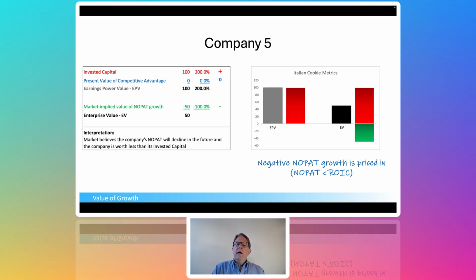All right, company 5. Now we're back to a negative green. This is similar to company 4 in that the earnings power value trades at invested capital, trades at its economic book value, but the enterprise value is less than the invested capital, trades below book value, right? We see this is sort of classic value investing, at least back in the time of Graham, as you bought something that was less than its invested capital. Effectively, the way the math works is you have negative green, which means you have negative NOPAT growth priced in. This is what you're paying for right there.